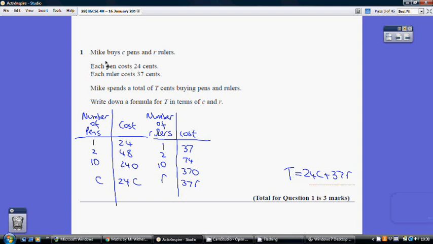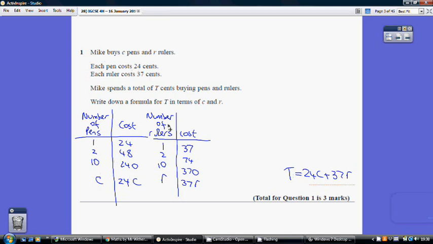So we know each pen costs 24 cents. So if you bought one pen, it would cost you 24 cents. If you bought 2 pens, it would cost you 48 cents. 10 pens, 240 cents, etc. So what are we doing every time? Well, we're multiplying the number of pens by 24. So if we've got C pens, then the cost is going to be 24 lots of C, which is 24C. So that's the 24C here.